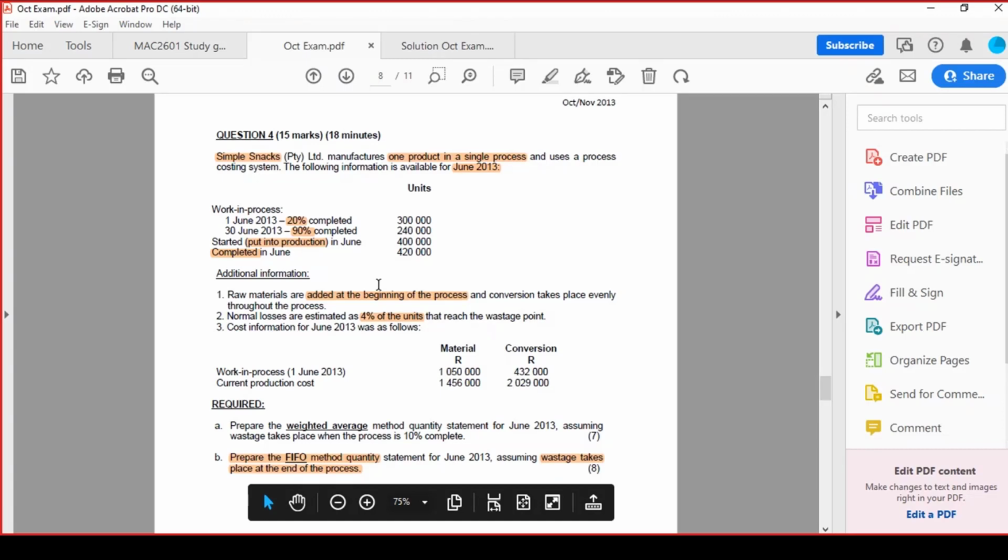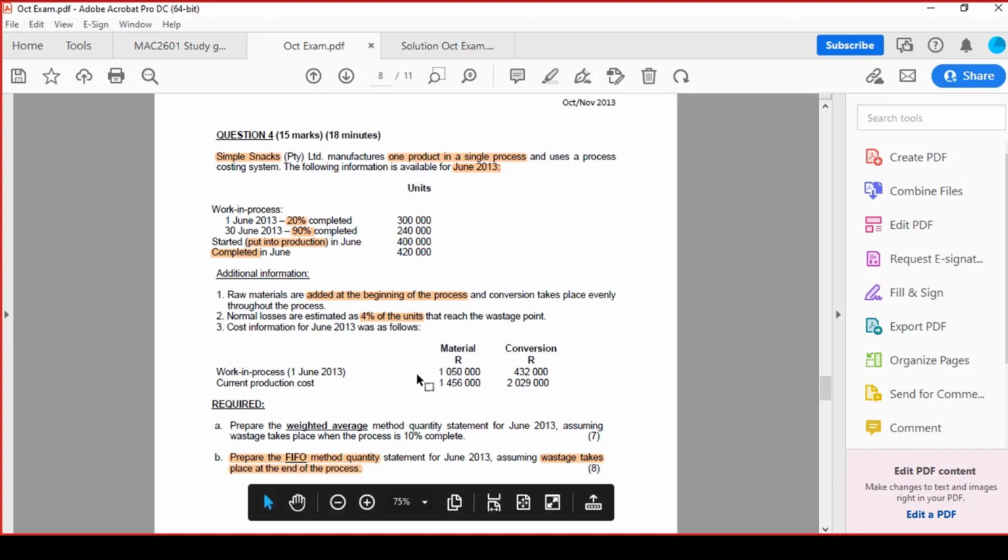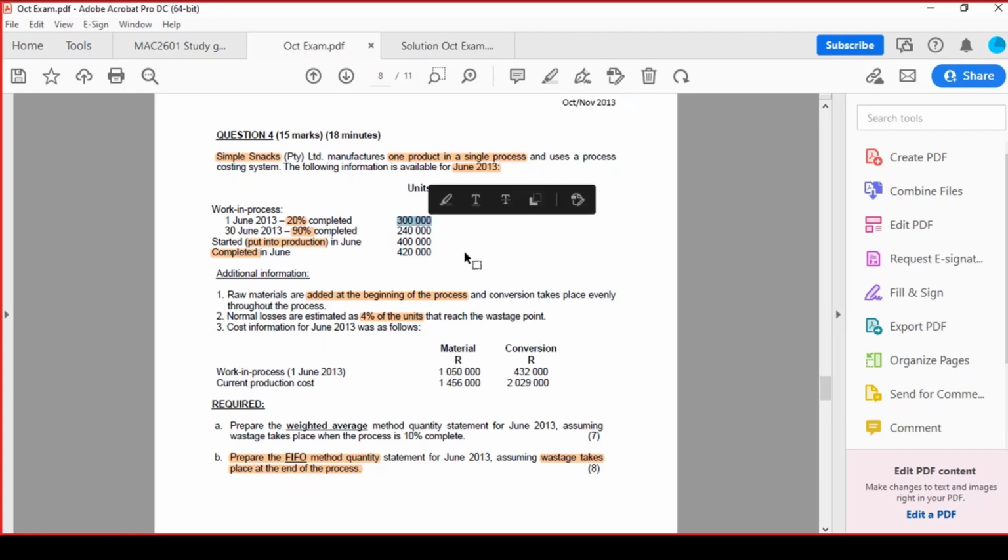Guys, let's talk. What was your total input column? Mine was 700,000, which includes the opening WIP of 300,000 and also what was put into production, the 400,000. Fine. And then on the output column, you have to split between what was completed from opening inventory and also current production. So in terms of the opening inventory, how much did you put there?